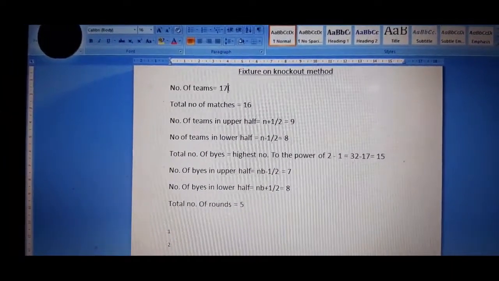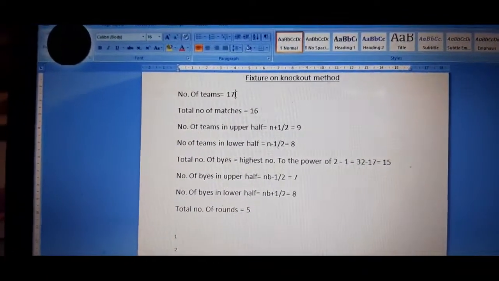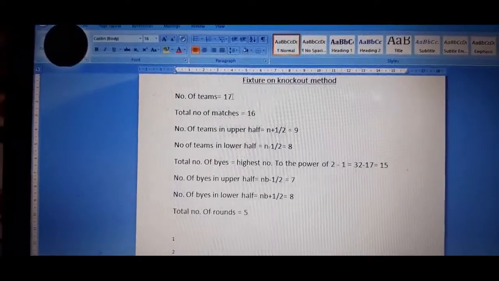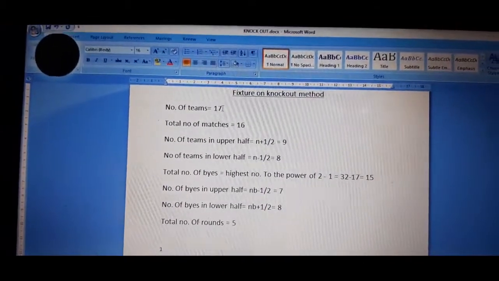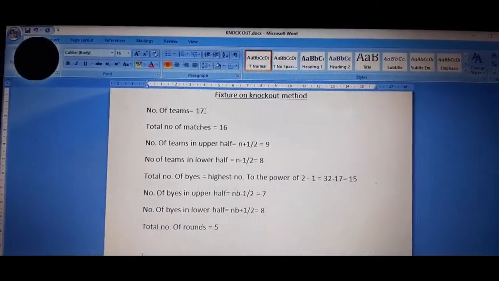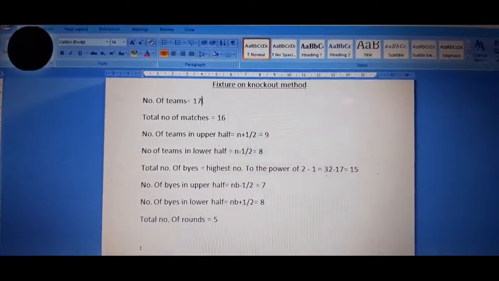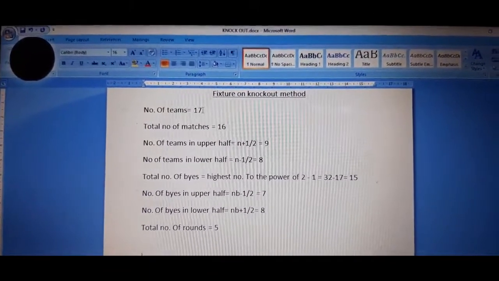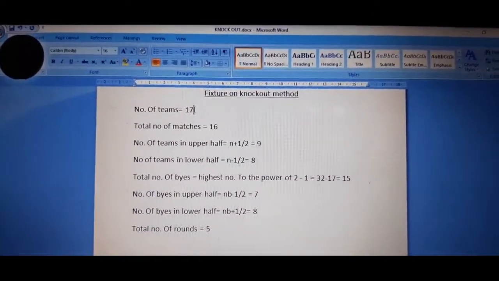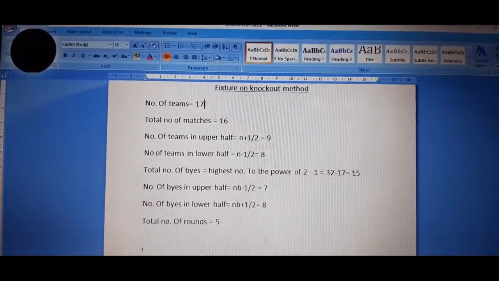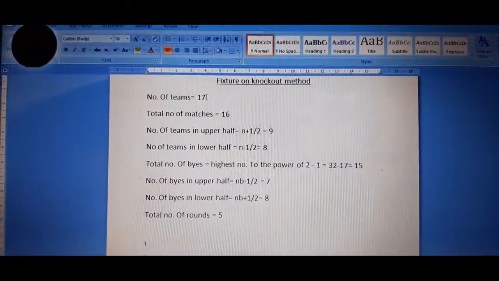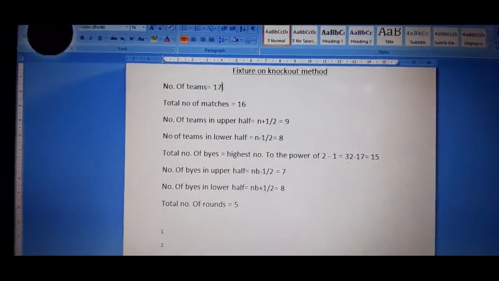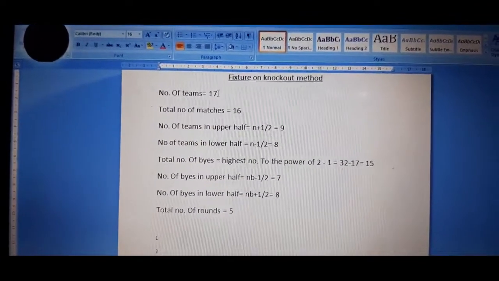So the first topic that you have to put over is the number of teams. That will be given in the question itself, like draw a fixture of a football tournament of 17 teams on the basis of knockout method. So the number will be provided to you. Starting with that number of teams, that is 17.